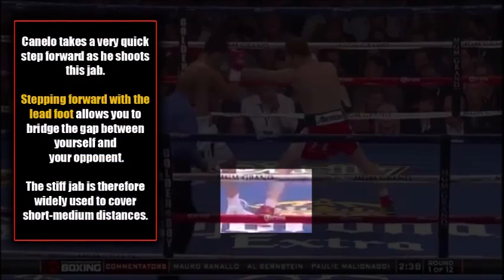So here you see Canelo takes a very quick step forward as he shoots this jab. Now stepping forward with the lead foot allows you to bridge the gap between yourself and of course your opponent. The stiff jab is therefore widely used to cover short to medium distances.